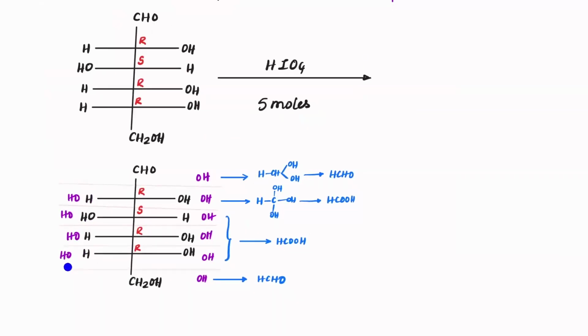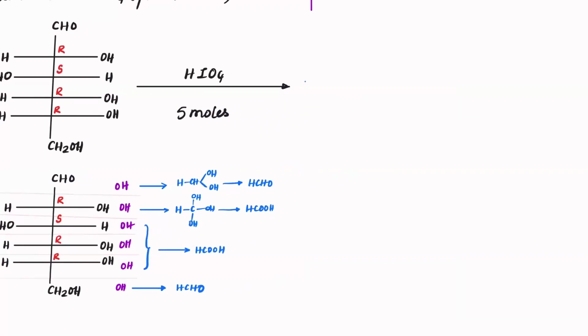And how many cuts you make? 1, 2, 3, 4, 5. So that means I require 5 moles of HIO4. So with 5 moles of HIO4, we shall get 5 moles of HCOOH, correct? Okay, so 1, 2, 3, 4. Sorry, 4 moles. No, 5 moles, right?